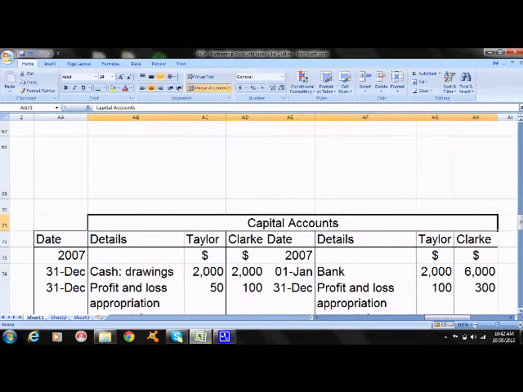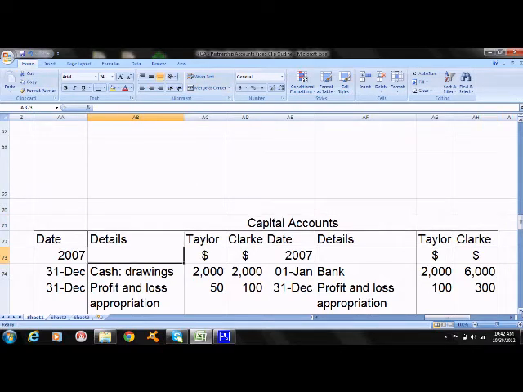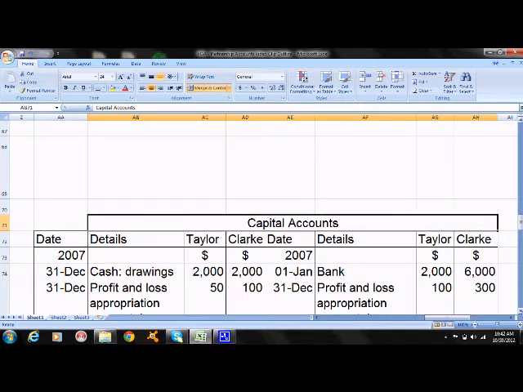So this is how the capital account is done in columnar fashion, and this is what examiners will require. Whenever you are doing any question, unless they ask you to do it using separate accounts, you do it with the columnar format. I guess you understand that, my friends.